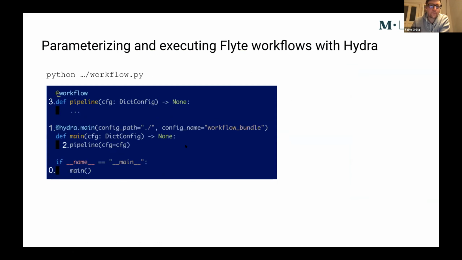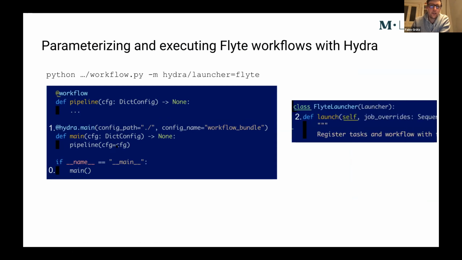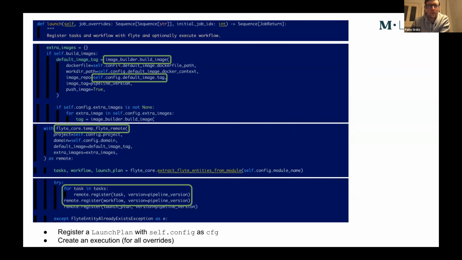So if you run it locally, it parses the config from the YAML file and gives it to the pipeline. If you specify the launcher, it will still execute this Hydra decorator and pass the config object, but it will never actually call the pipeline locally. Instead, it will go into the launch method of the launcher. There it will use the config object to figure out how to build the main image of the workflow. It will figure out whether there are other images that need to be built for your workflow. It will open a temporary port forward into the cluster and register the tasks and workflow specified in this module with these images, and then it will start an execution.